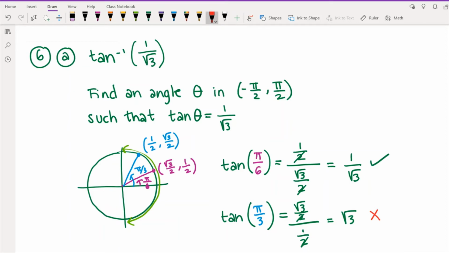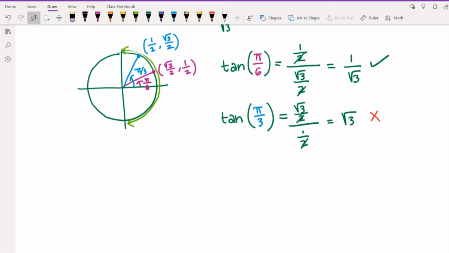And so basically what we just figured out is that the answer is pi over 6, because pi over 6 is in the right part of the unit circle, and tangent of pi over 6 we just showed is equal to 1 over square root of 3. If it had been negative 1 over square root of 3 or negative square root of 3, then that would mean that we'd want to look for angles down here, right? We'd want to try negative pi over 6 and negative pi over 3.